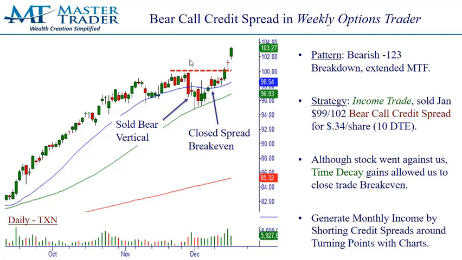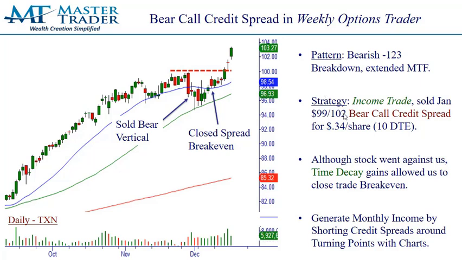We had a wide range breakdown bar, then an inside bar. So that's what we call a bearish 1, 2, 3 continuation breakdown. And although not shown, the weekly and monthly time frames, that's MTF, multiple time frames, were extended. Now this isn't a directional trade. We're just calling a short-term top and getting paid for it through this time decay.